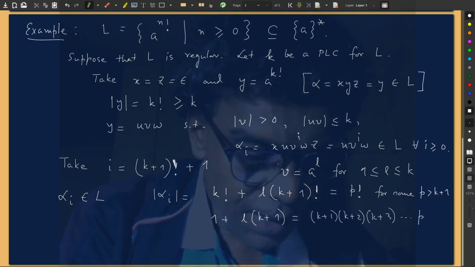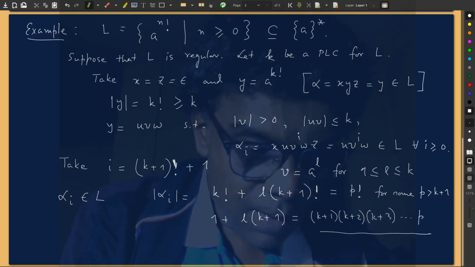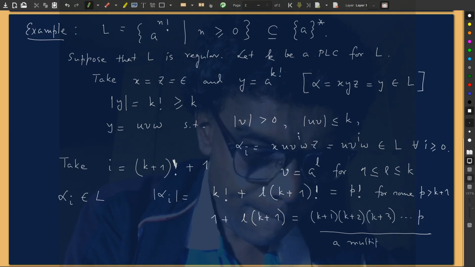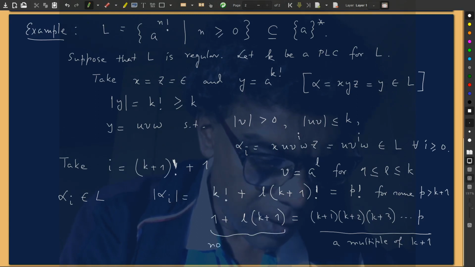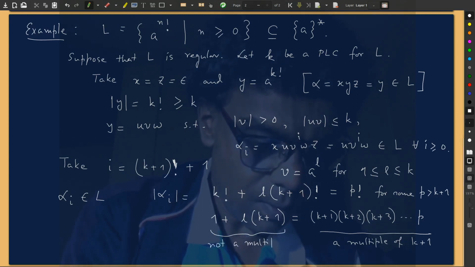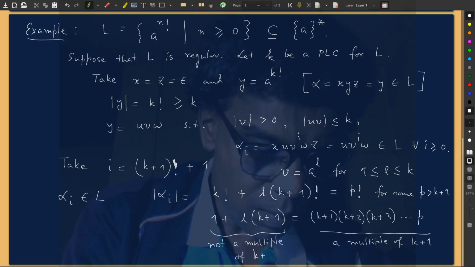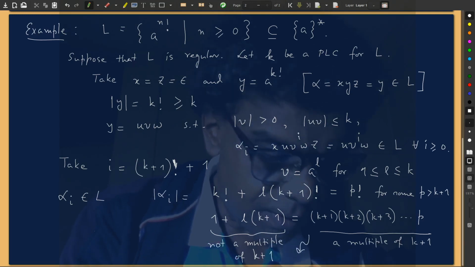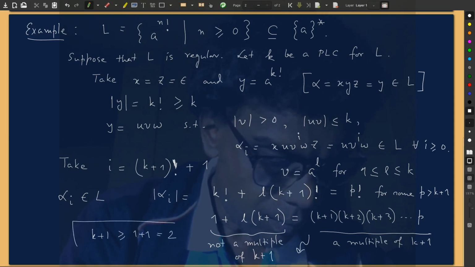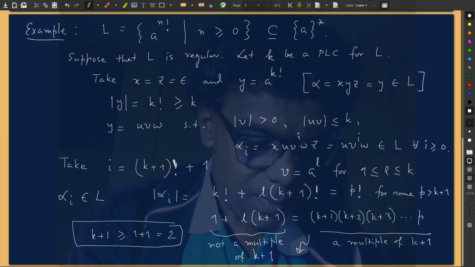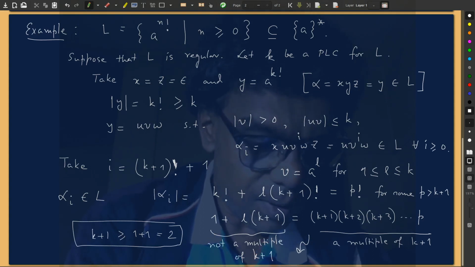Now you see that this is a multiple of k plus 1, and this is a multiple of k plus 1 plus 1. So overall this is not a multiple of k plus 1. So this essentially gives me a contradiction, since k plus 1 is at least 2. Something which is a multiple of k plus 1 and not a multiple of k plus 1 simultaneously is not possible. So this contradiction proves that L cannot be regular.